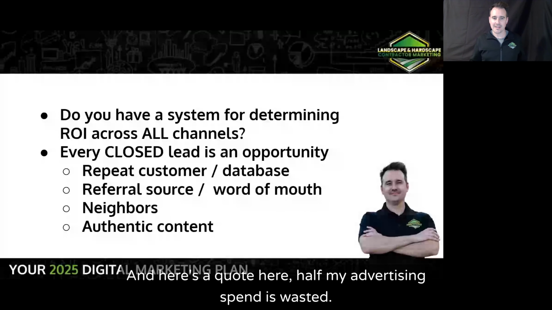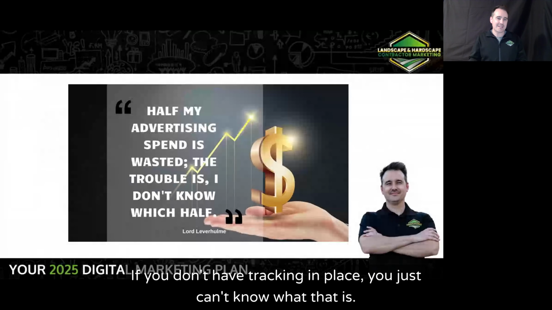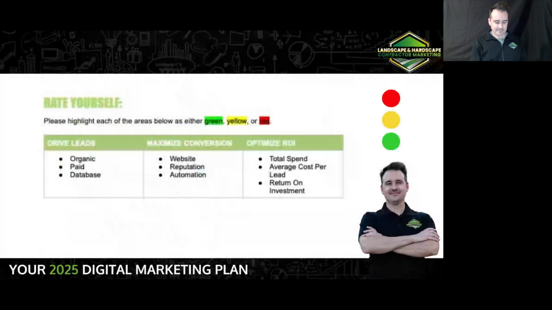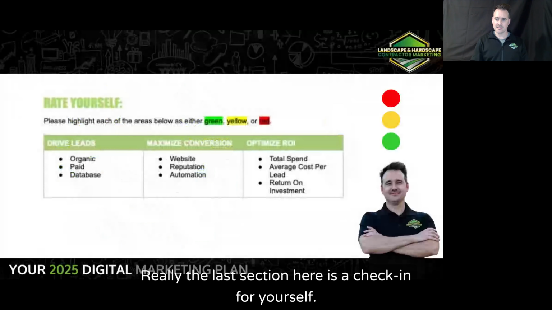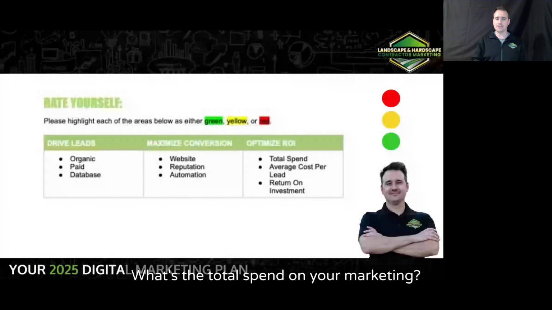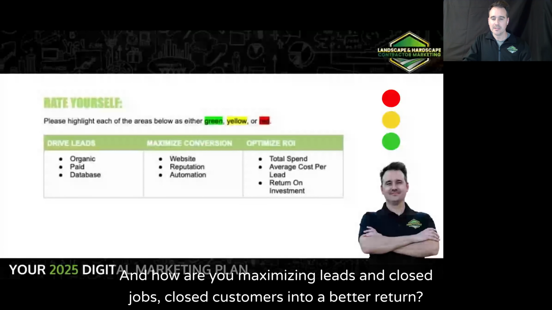And there's a quote here: half my advertising spend is wasted. The trouble is I don't know which half. If you don't have tracking in place, you just can't know what that is. So take a look there. Really, the last section here is a check-in for yourself. What's the total spend on your marketing? Can you generate what a cost per lead is from that based on your database? And how are you maximizing leads and closed jobs, closed customers into a better return?